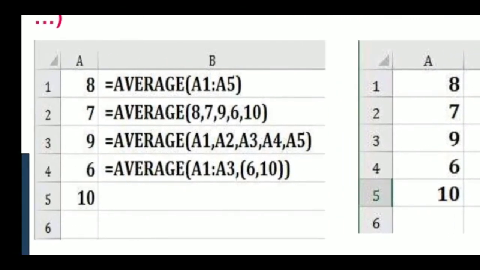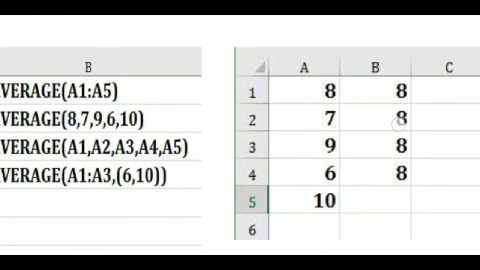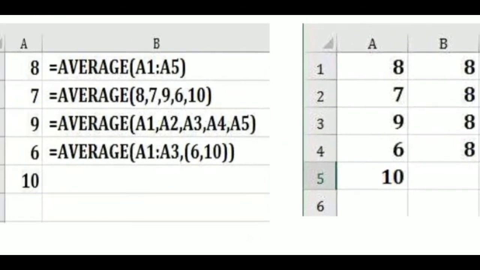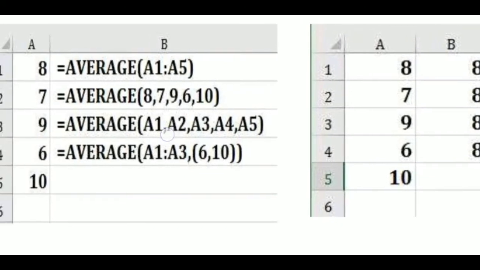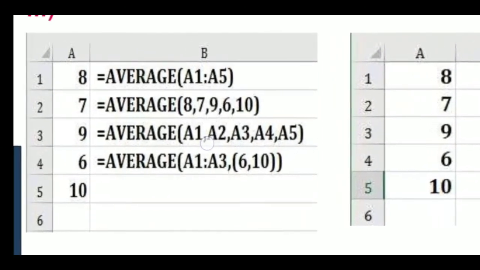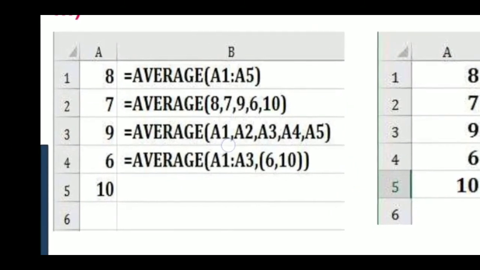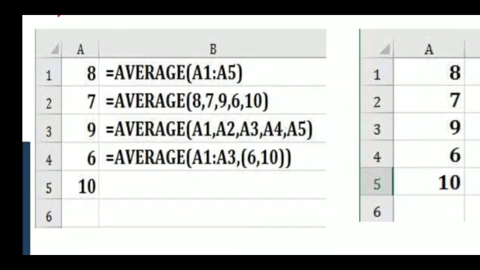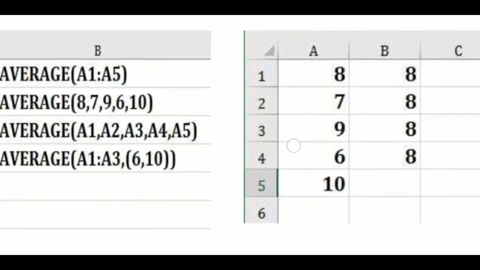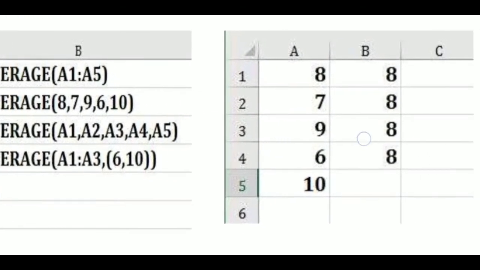In second way, we can use AVERAGE function like this. Okay, we can write all the values in AVERAGE function, then press enter key. Result will be displayed. Result will be same. As you can see here, this is the result. Another way, supply all the references here in AVERAGE function. You can see A1, A2, A3, A4 and A5. Then press enter key, and then you can see the result is same.